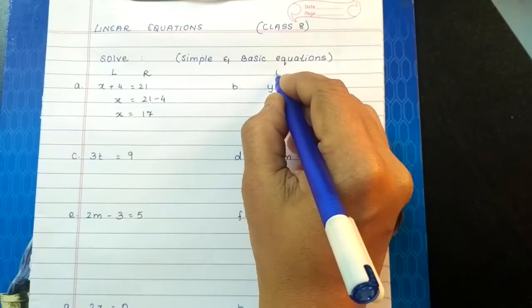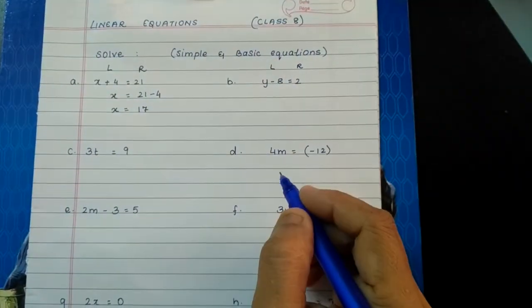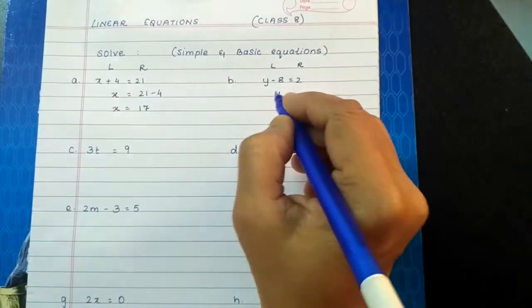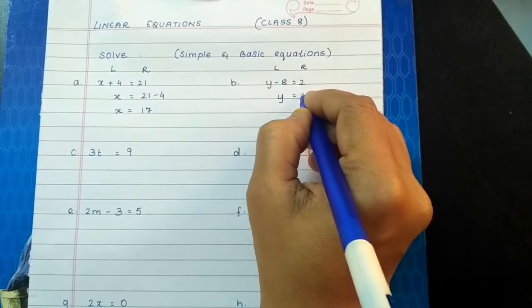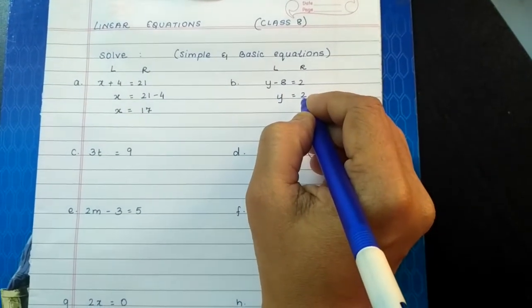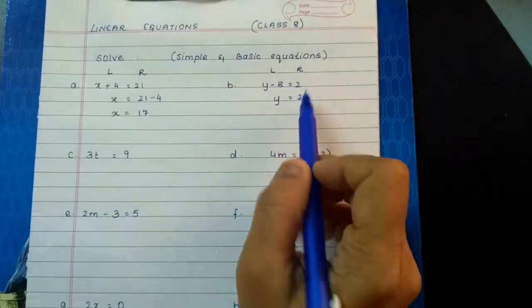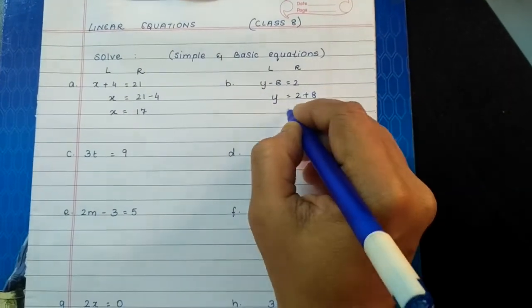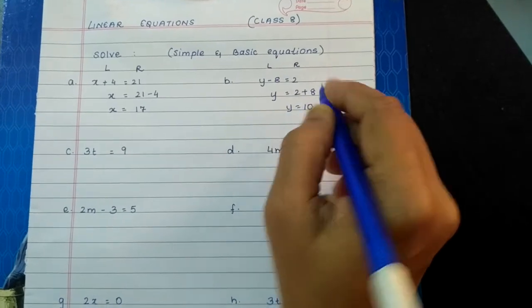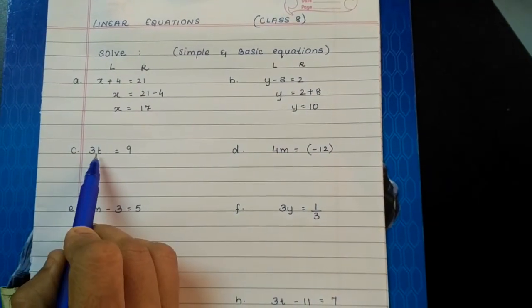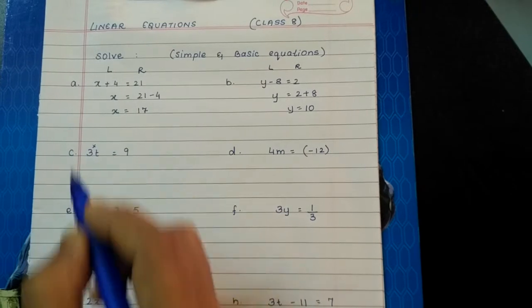Same way, this is the left hand side before the equal sign, this is the right hand side after the equal sign. So I will keep y on the left hand side and 2 on the right hand side as it is. So I will be transporting minus 8 from the left hand side to the right hand side. So y becomes 10.